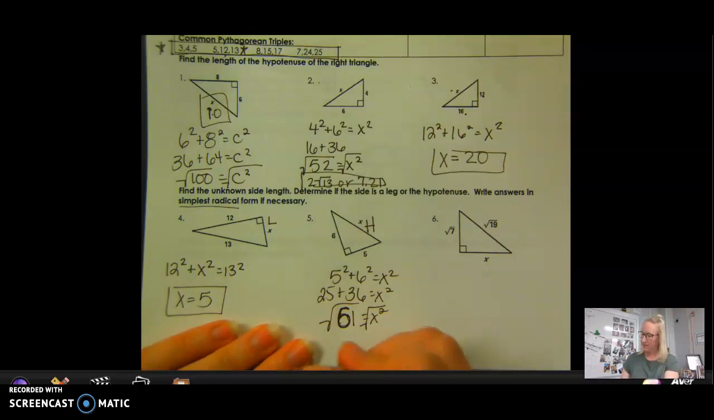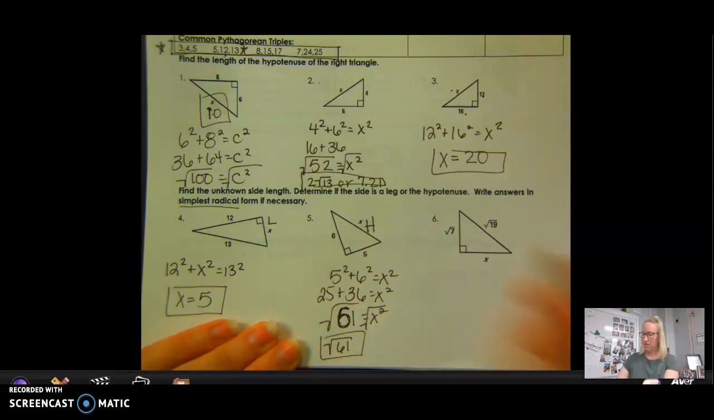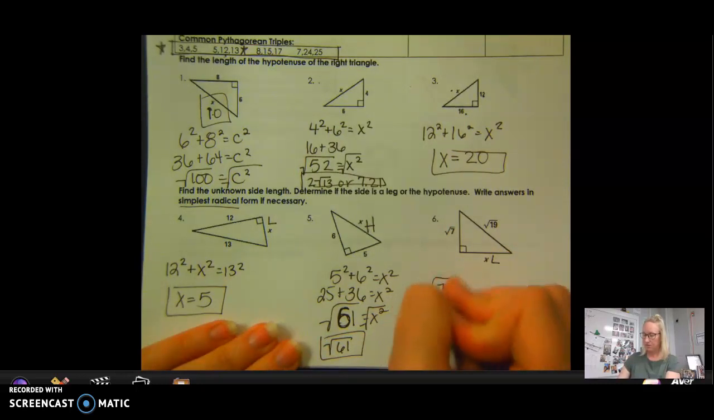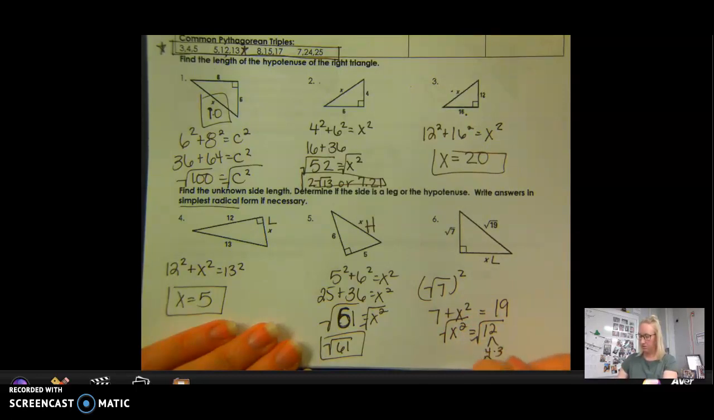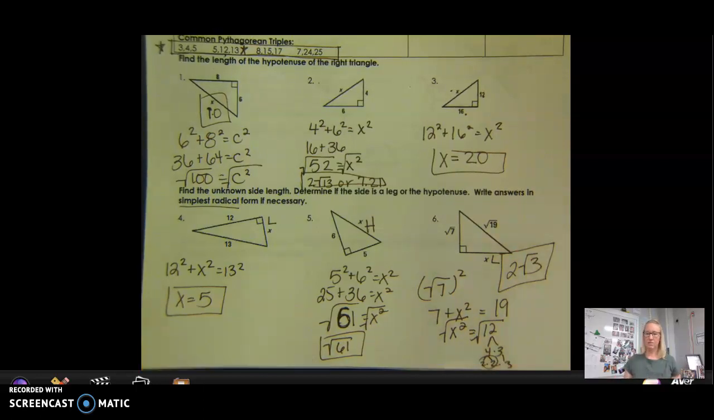Pretty sure it's prime, so that is actually your reduced radical form. This one is a leg that I'm solving for. Square root of 7 squared is just 7, plus x squared. Square root of 19 squared is just 19, right? So I'm going to subtract 7 from both sides, so I get x squared equals 12. Square root of that, break it down: 4 times 3, 2 times 2 times 3. I have a pair of 2s, so 2 comes out, square root of 3. And that is your final answer.